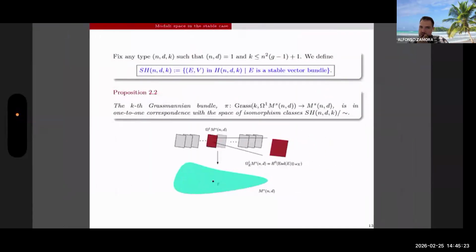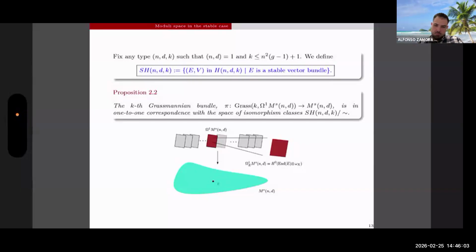From this proposition and the properties of the moduli space of stable bundles, we obtain the following result. The relative Grassmannian of the tangent bundle to the moduli space of stable vector bundles is in one-to-one correspondence with the space of isomorphism classes of this kind of Higgs coherent systems where the underlying vector bundle is stable. This shows that this space of classes admits an algebraic structure and partially resolves the moduli problem.